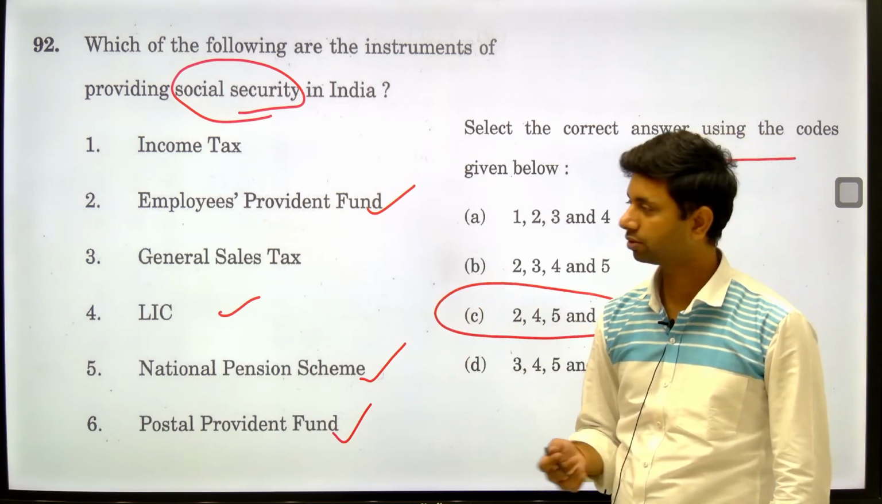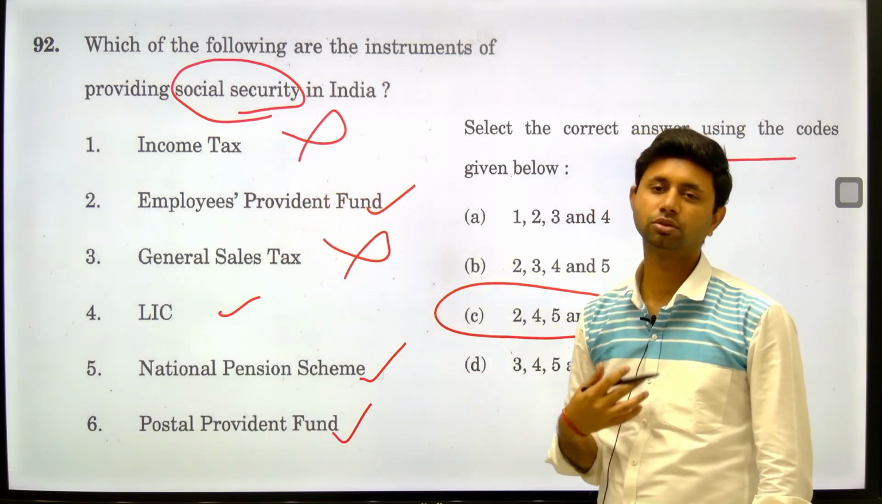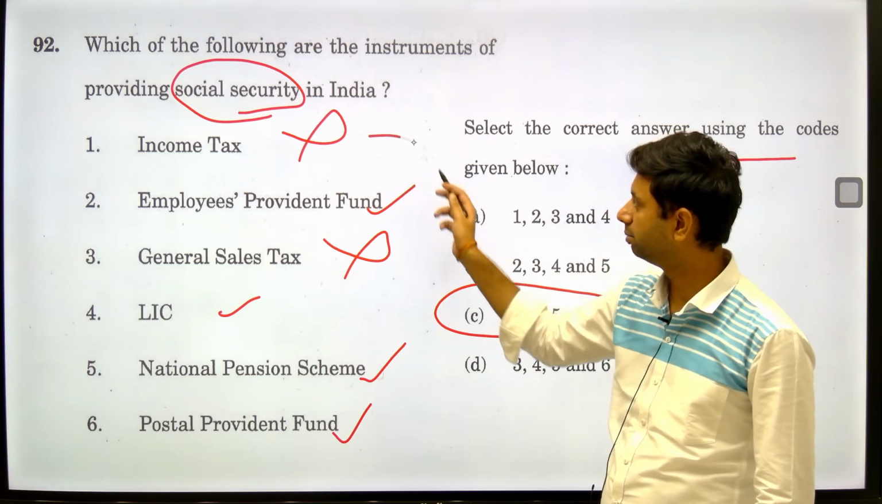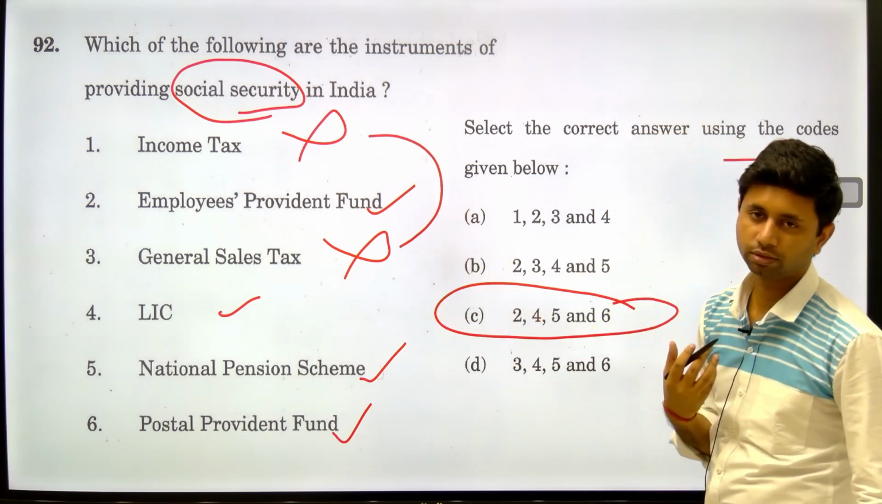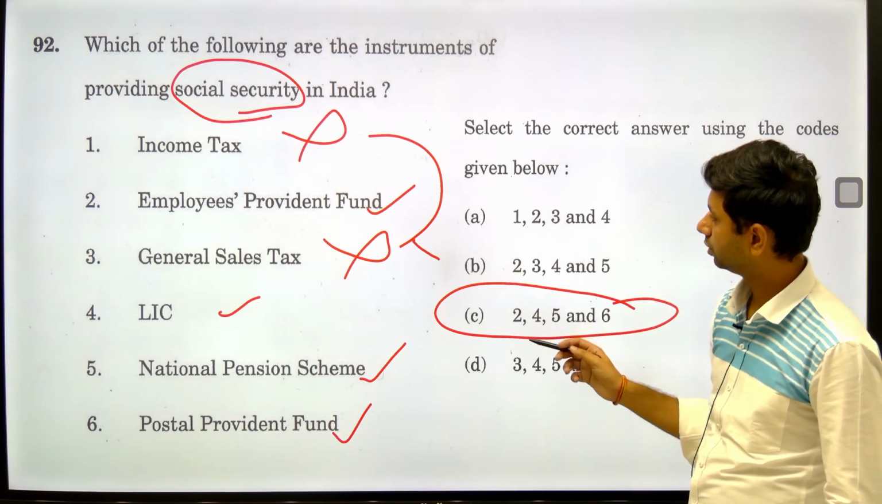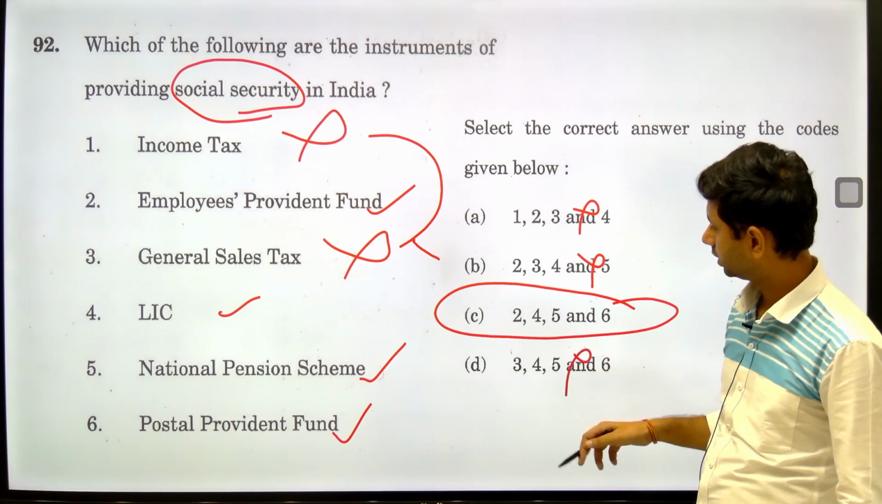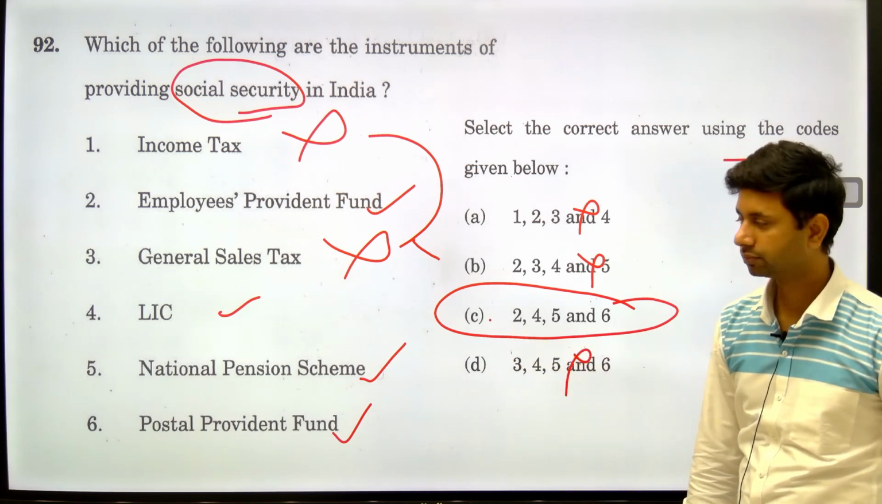And in the reverse case also, income tax is not providing any benefits. General sales tax is also not providing any benefits. These things are imposed, and they take money from the people. Okay, so 1, 3 should be eliminated, and you'll again go back to the correct option.